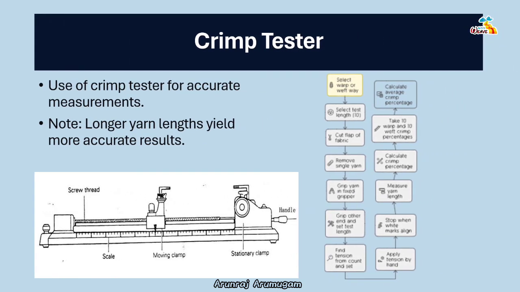A crimp tester can be used for more accurate measurements. The longer the length of yarn tested, the more accurate the results. This tool is particularly useful in quality control and production planning.